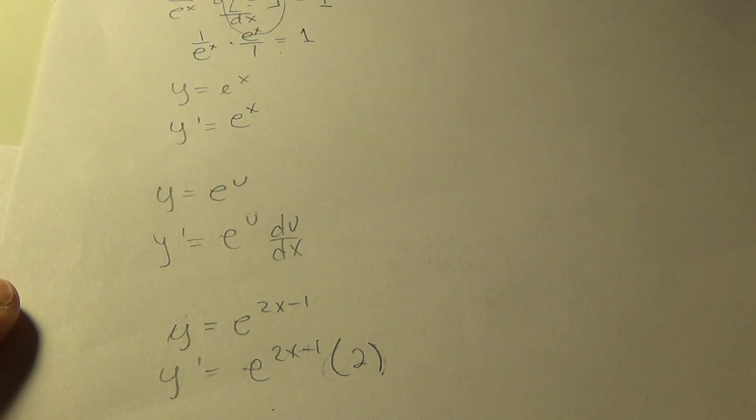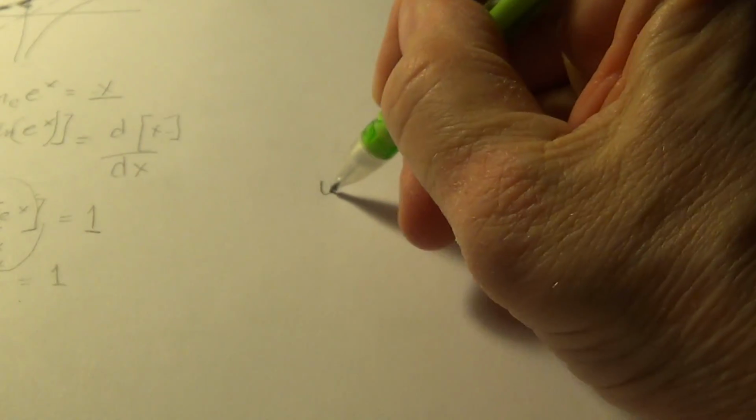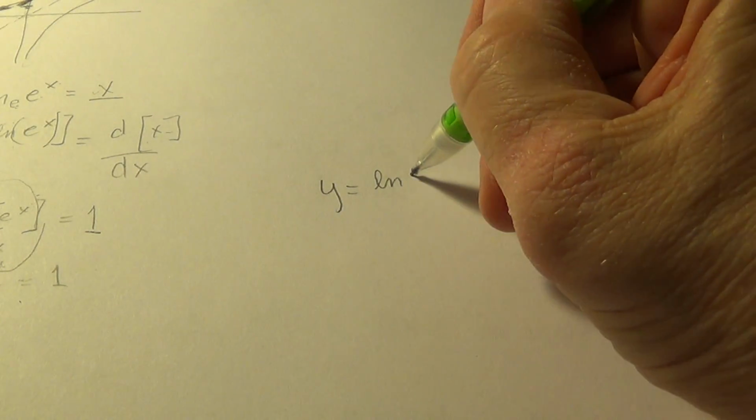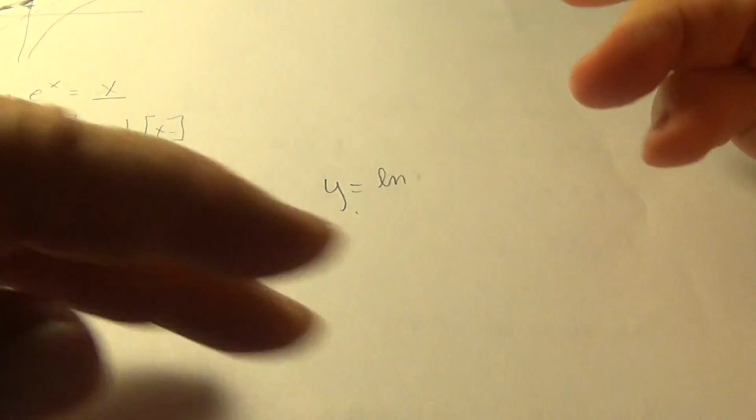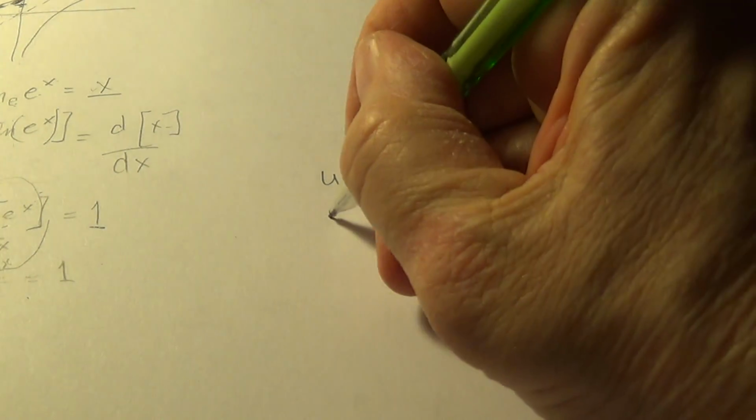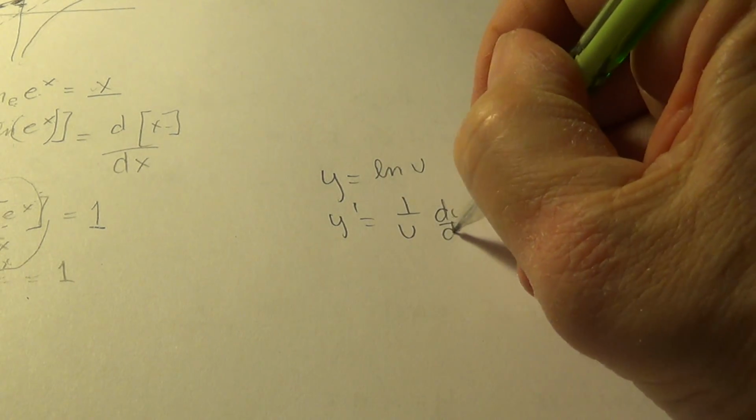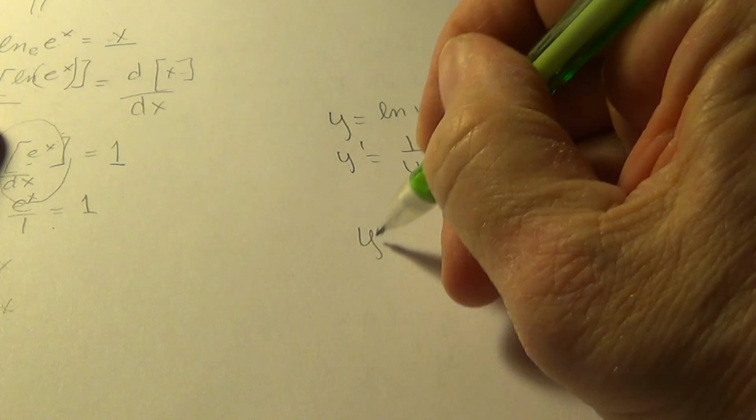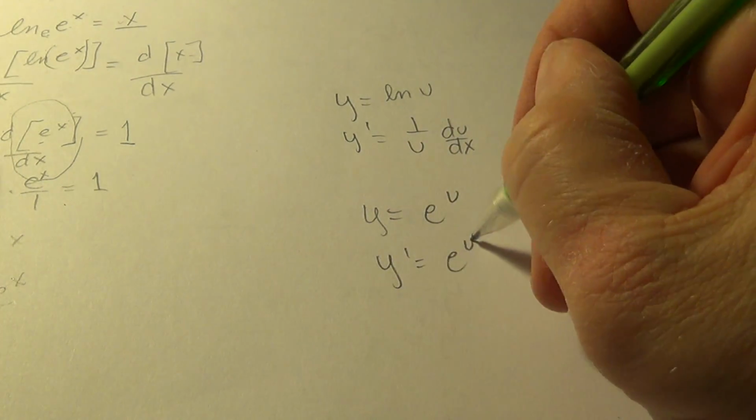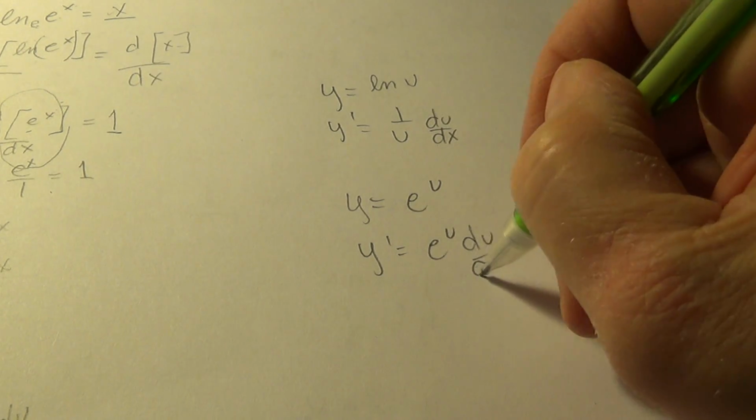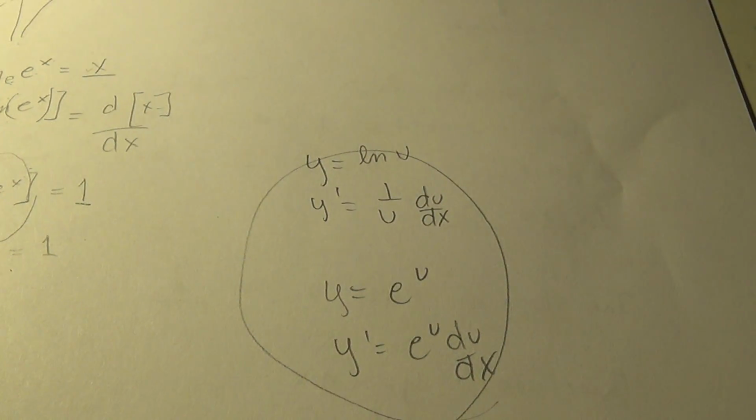All right, so those are the two main points that we came up with. If y equals ln of u, so we can be a lot more general, y prime equals 1 over u times du dx. And if y equals e to the u, y prime is e to the u times du dx. All right, big deal. Hot stuff.